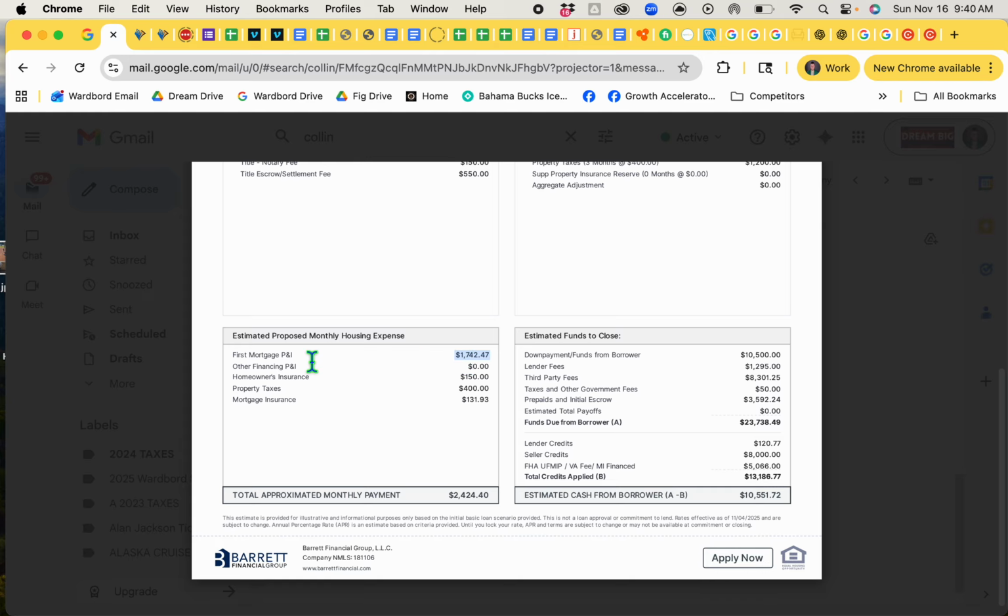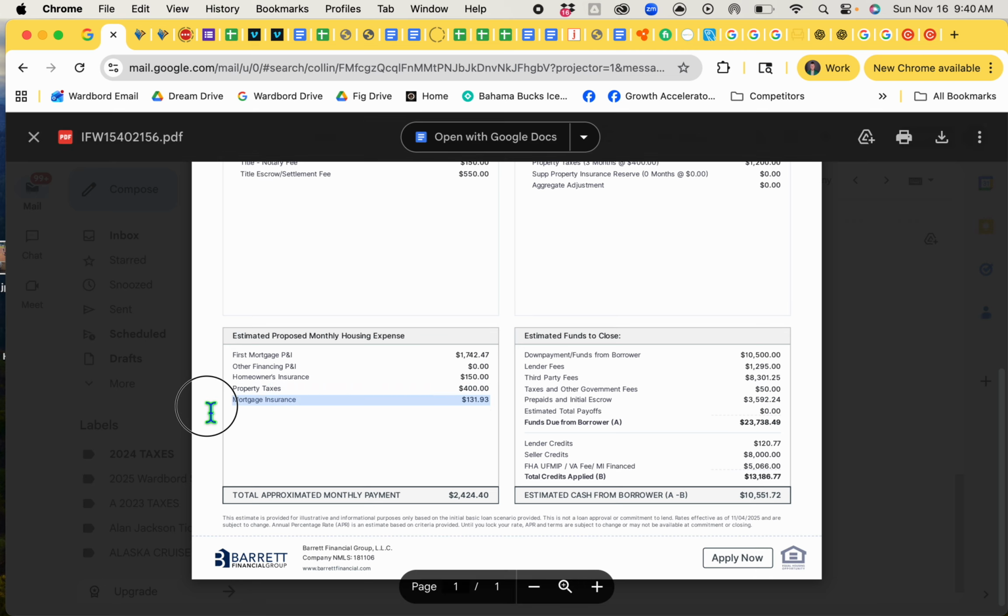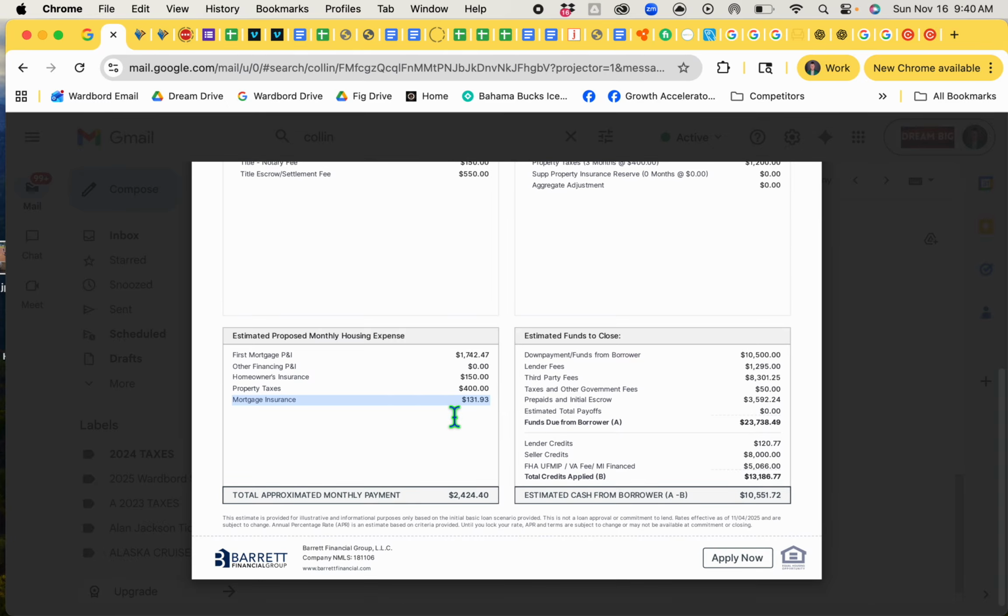Now that's your principal and interest. When somebody says your mortgage payment, it includes your principal and interest, your homeowner's insurance, property taxes, and then your mortgage insurance in this situation. You can't do anything about this. It sucks, it's stupid, but it's there. You can't get rid of that, really. Not right now, at least. Now your property taxes, this is where things start to get interesting. What we need to pay attention to is these two lines right here.